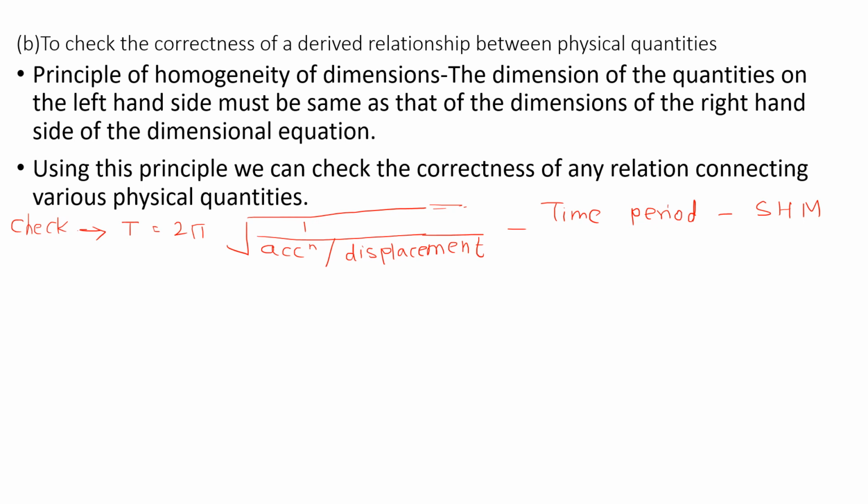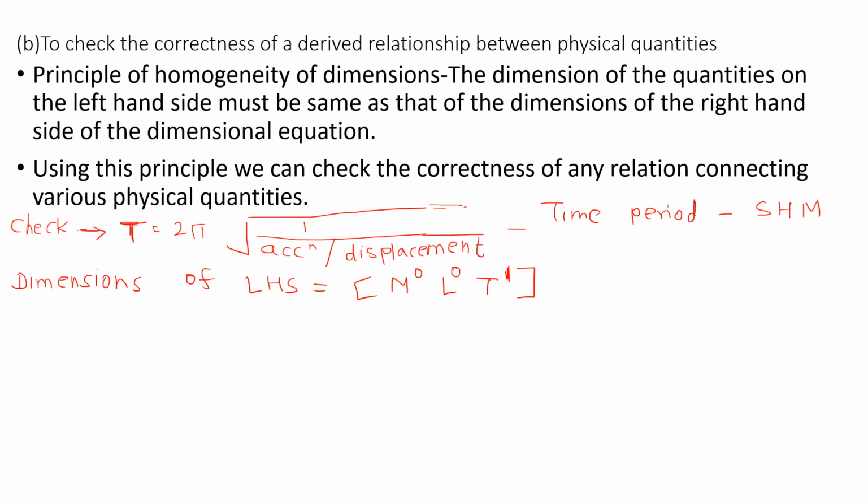So, what is the left hand side of the equation? It is T. So, dimensions of LHS. It is the dimensions of time. So, M raised to 0, L raised to 0, T raised to 1. So these are the dimensions of the physical quantity on the left hand side. Now we will obtain the dimensions on the right hand side. If the dimensions on the right hand side come out the same as this one, M raised to 0, L raised to 0, T raised to 1, then we will say that yes, this equation is correct.